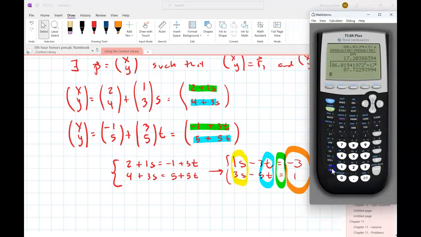So to turn this into a matrix now, I'm going to press second, and then the matrix button, which is, you notice in blue above the x to the negative 1 button, the word matrix. That opens up the matrix menu. The matrix menu has 3 tabs. It has the names tab, the math tab, and the edit tab. To enter a matrix, we're going to use the edit tab.